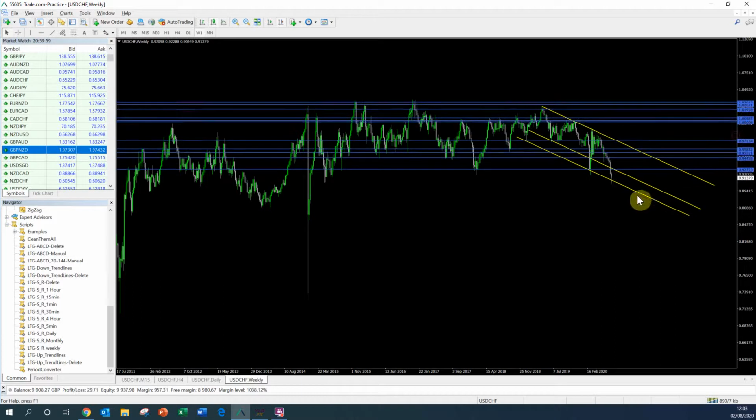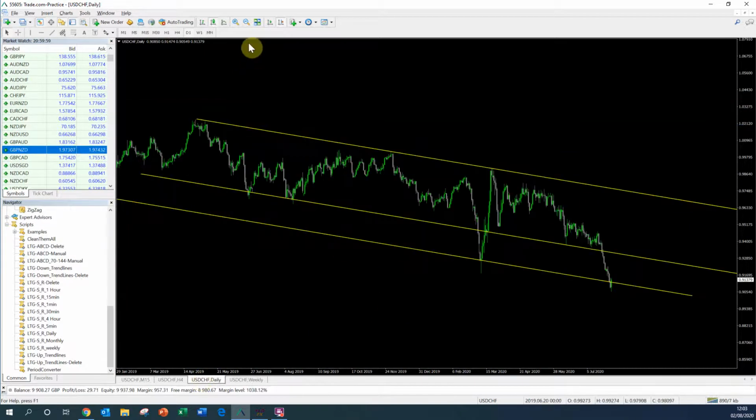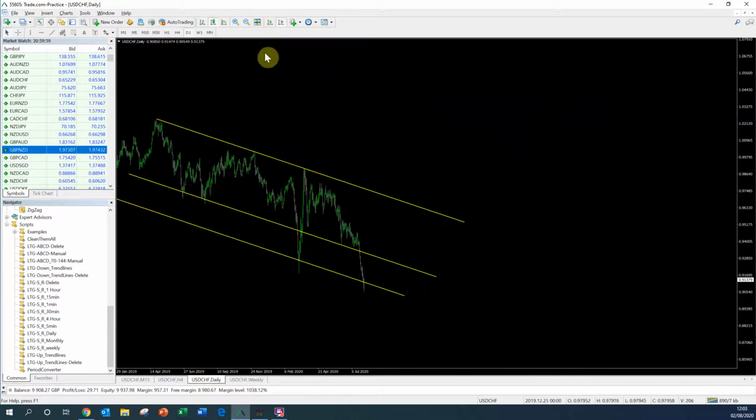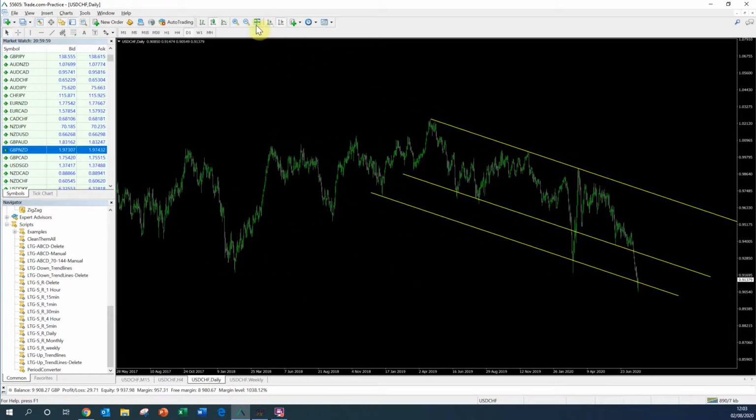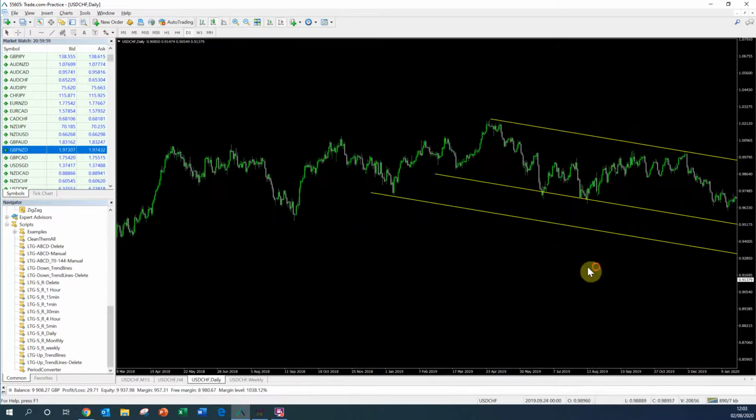So I think this is actually a really good opportunity to potentially think about looking at long positions. Sorry. So then we can go down into our daily. This is the same channel. You can just see in more detail, do your candlestick analysis just to see exactly what's going on.